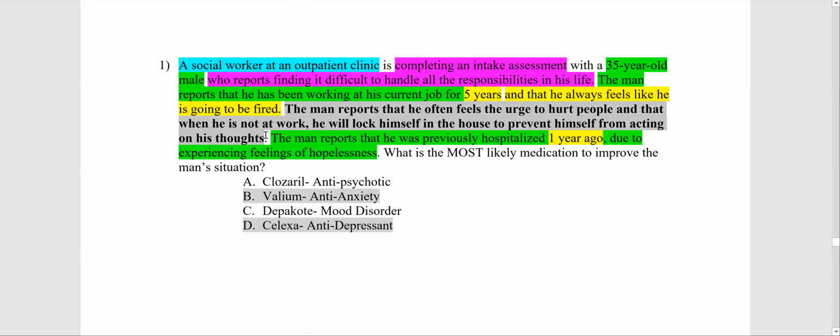So when we look at that, we are going to rule out Depakote because we don't need to stabilize his mood. He's more exhibiting psychosis based on the fact that he has the urge to hurt people and paranoia of being fired from his job, and he was hospitalized for feelings of hopelessness. So he does have those negative symptoms as well. So the correct answer here is going to be Clozaril because we want to close the door on his psychotic behaviors. So that's how we look at that question in particular.